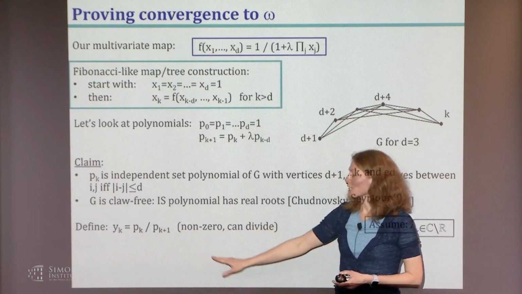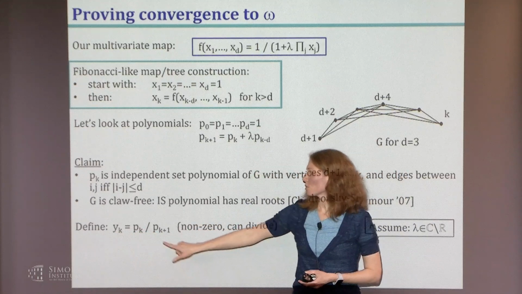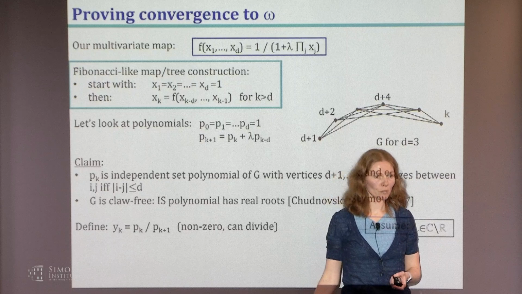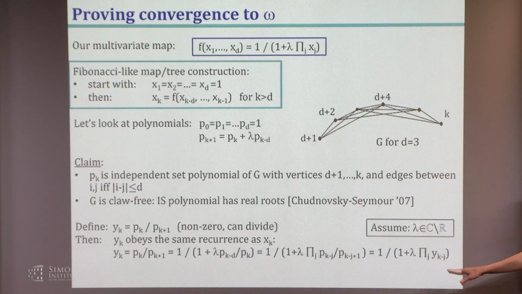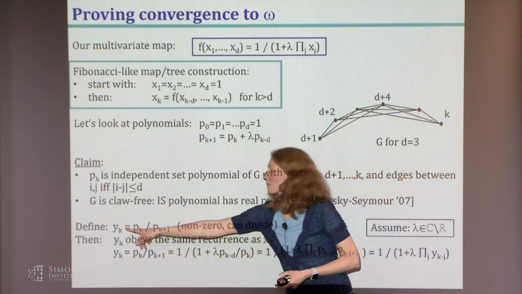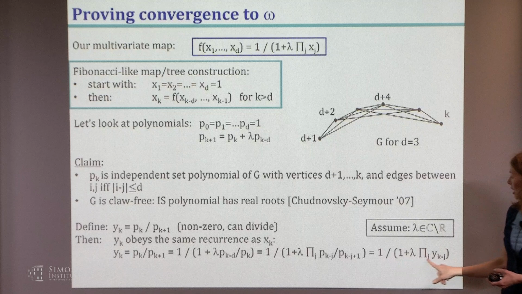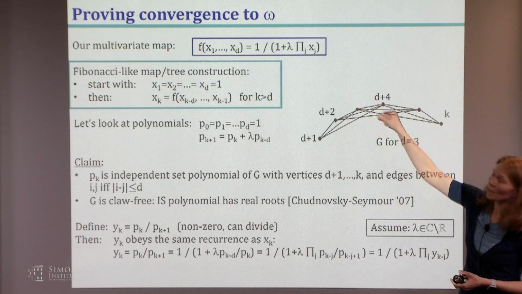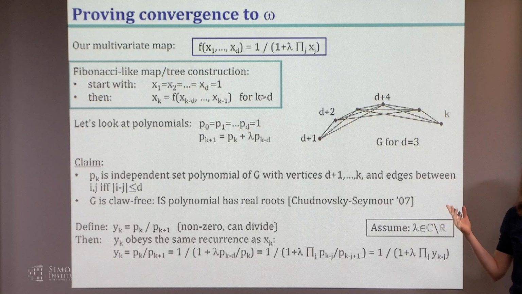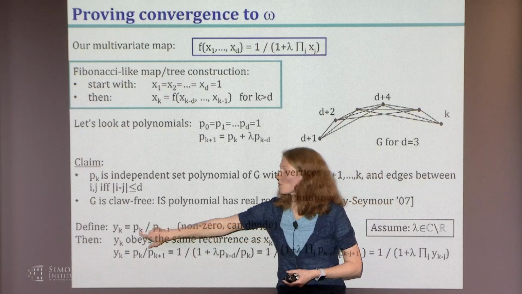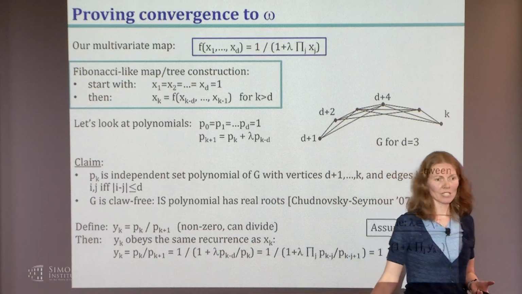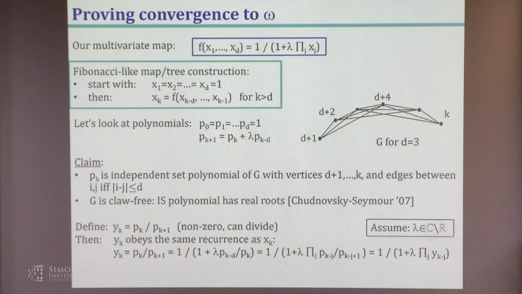So what I can now do, I can set up a new variable, which is simply a ratio of these two polynomials, p_k and p_{k+1}, and I do a little calculation, and I notice that the y_k recurrence is exactly equal to my multivariate recurrence. So from that it follows that my y_k quantity is the same as x_k, which means my x_k's are just the ratio of these two polynomials. It's a little bit like magic, and I don't really have any good intuition for why it works. But it does. Okay? So what happens next?